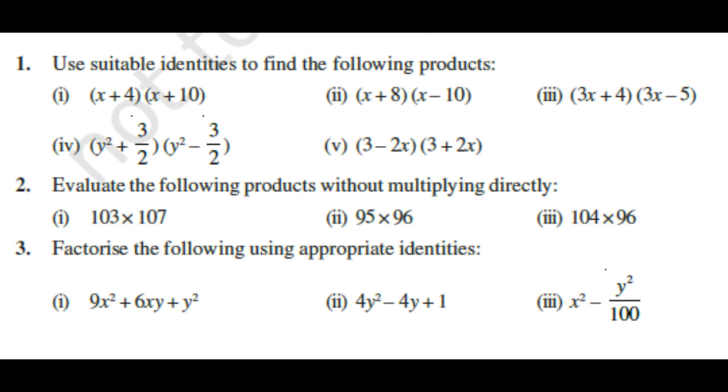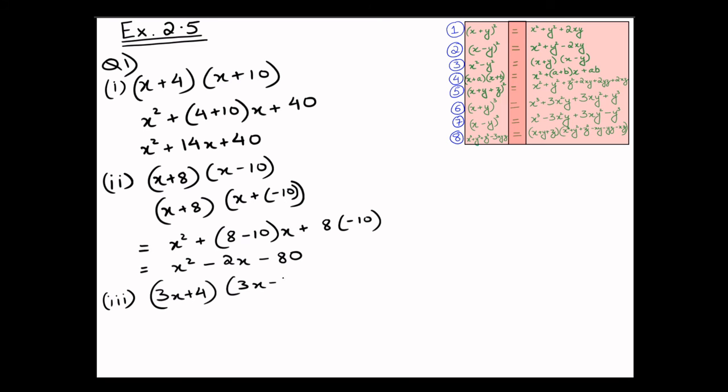Third part is 3x plus 4 multiplied by 3x minus 5. Out here again, we'll draw similarities to identity number 4. Out here, however, I will just indicate this with a different color. Now, from the identity, x over here is 3x. A in this case is 4, while b in this case is minus 5.